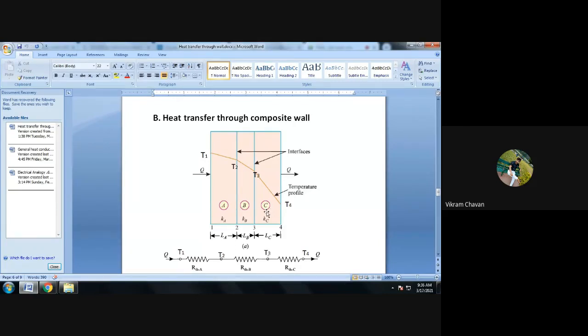Now, this is the general importance of the composite wall. Now we have considered this diagram.